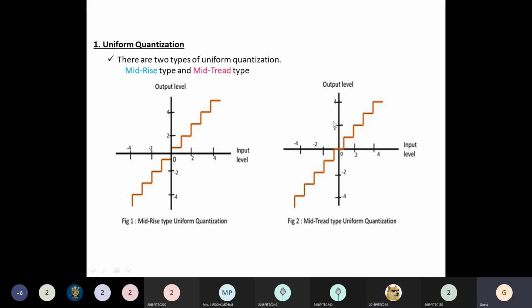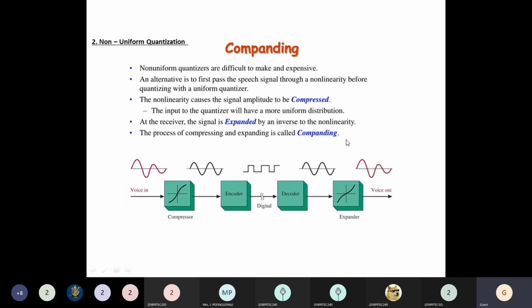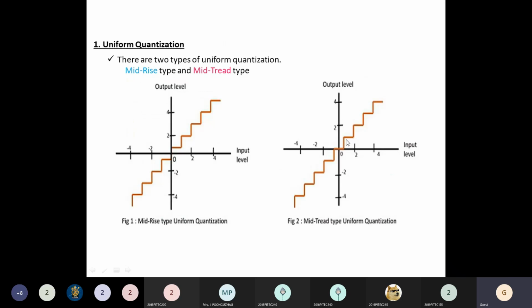Those are all the output waveforms of the quantizer. So how can we conclude the output of the quantizer? If the tread portion of the staircase approximation lies in the x-axis, then it is said to be the mid-tread quantization. If the rise portion of the quantizer lies in the y-axis, then it is said to be the mid-rise quantizer.